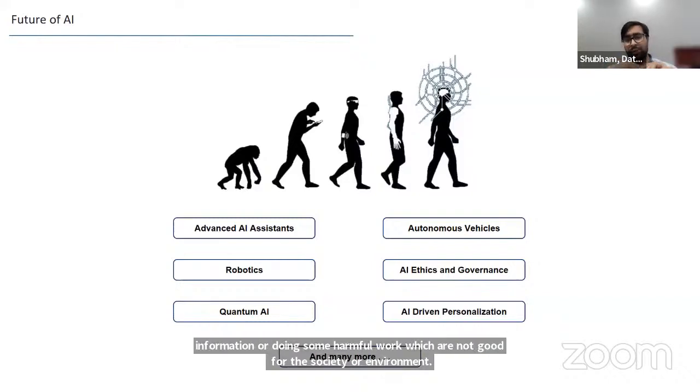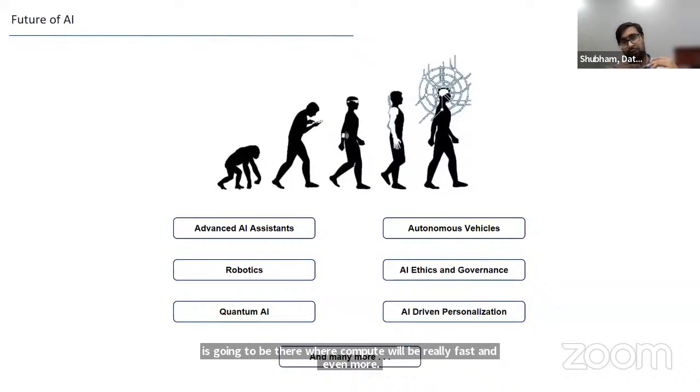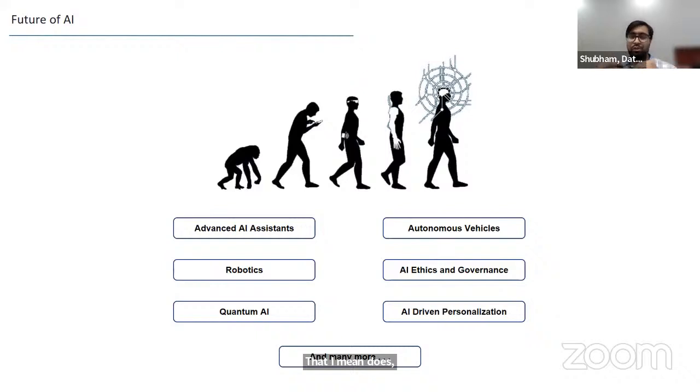Then quantum AI is also going to be there. These generative AI models have so many parameters, so with current techniques, scaling or using these models is very difficult. In ChatGPT 4 itself, industries were not able to use that for their own tasks. So for that, quantum AI is going to be there, where compute will be really fast, and models with even more parameters will be there based on quantum AI.